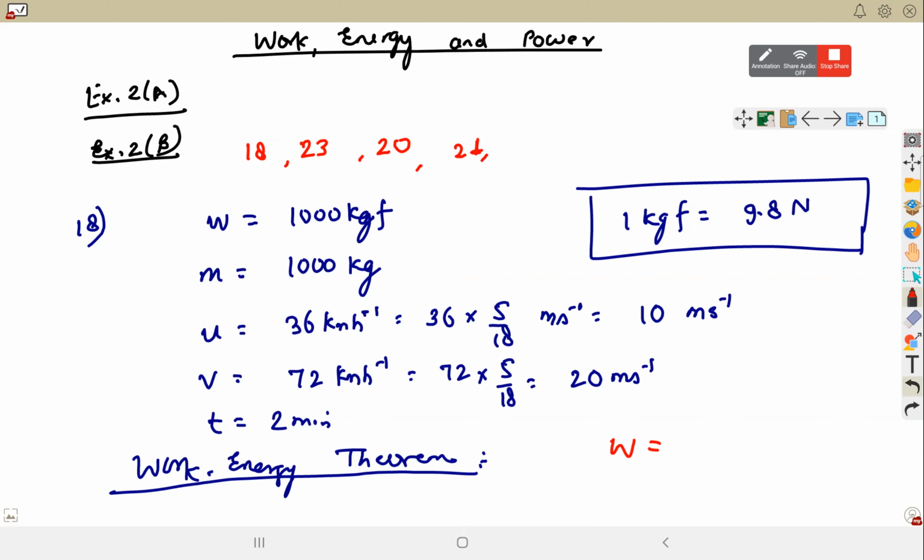In that test you also have to write definitions. What was the work energy theorem statement, Tejasvi? It is the increase in kinetic energy of a moving body that is equal to work done by the force acting in the direction of the moving body. The total work done by all the forces acting on a body is equal to the change in its kinetic energy. Work done is equal to half m into v square minus u square.